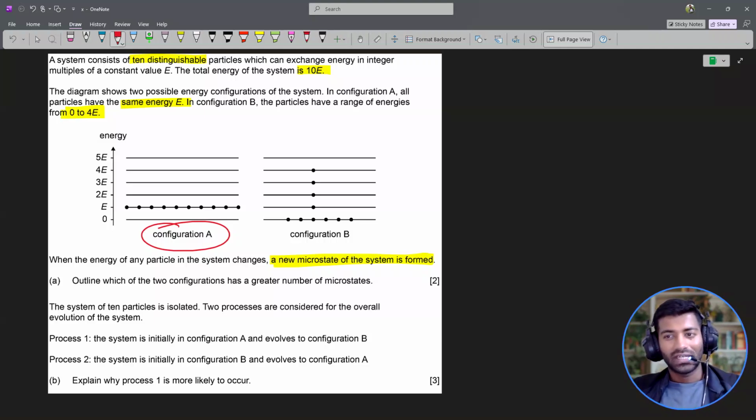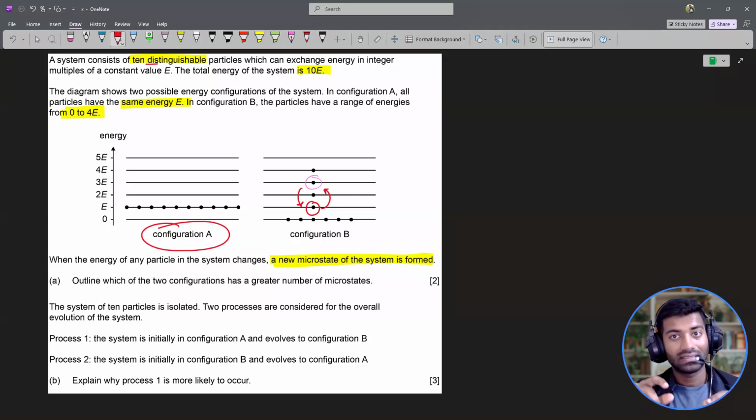Now, when you move to configuration B, you can see that the energies of the particles are 4E, 3E, 2E, and E. That's the first 4 particles, and the remaining 6 particles have an energy of 0. The interesting part is if I were to swap these 2 particles, the 2 particles are different. As mentioned in the problem initially, 10 distinguishable particles, which means every particle is different.